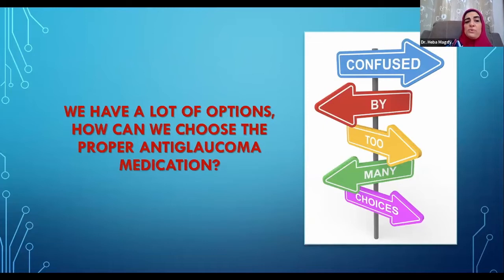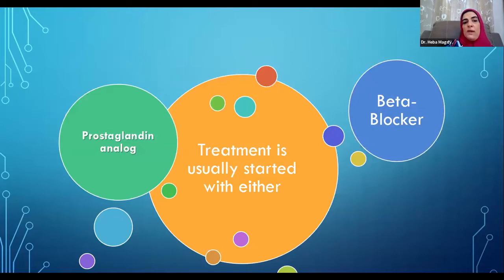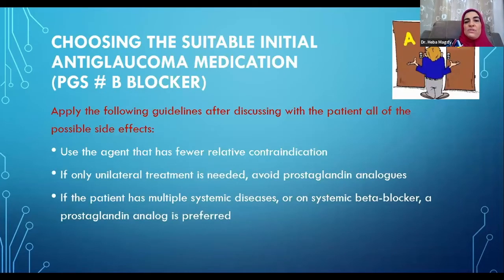We really have a lot of options. How can you choose the proper anti-glaucoma medication? According to the American Academy guidelines, the treatment is usually started with either prostaglandin analog or beta blocker. We still have two options, prostaglandin or beta blocker. Start with which one of them? After discussing all of the possible side effects with the patient, you have to discuss with the patient everything regarding the state of his disease as well as the medical treatment options with great honesty, explaining all of the side effects. Use the agent that has fewer relative contraindications.